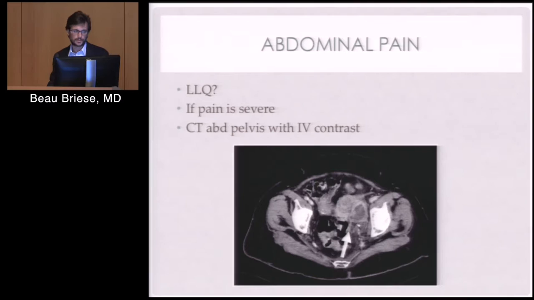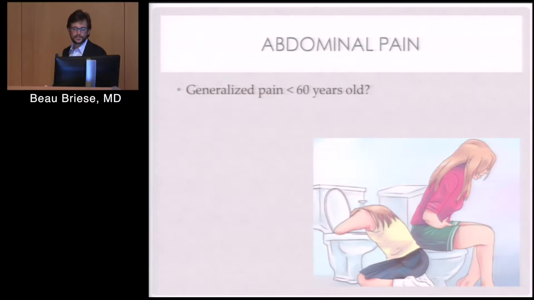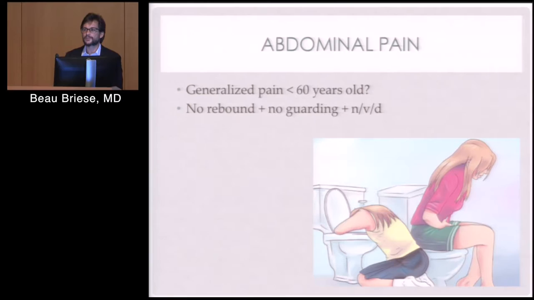What if they've got general pain everywhere and they're less than 60 years old, but there's no rebound, there's no guarding, they just have nausea, vomiting, and diarrhea. It's been going on for 2 days. What should you do?